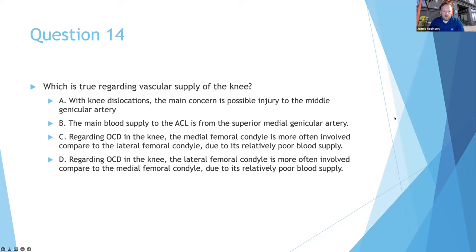C, regarding OCD in the knee, the medial femoral condyle is more often involved compared to the lateral femoral condyle due to its relatively poor blood supply. Or D, regarding OCD in the knee, the lateral femoral condyle is more often involved compared to the medial femoral condyle due to its relatively poor blood supply.